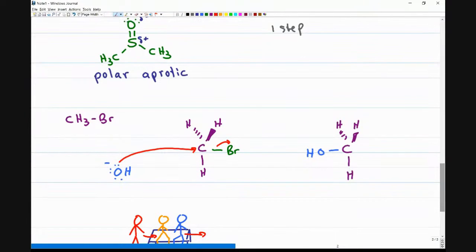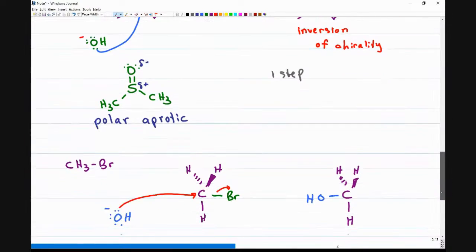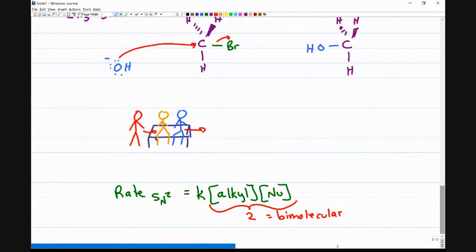Because of how the OH minus, or the nucleophile in general, is coming in, an SN2 reaction can only happen if there is low steric hindrance. What type of molecules have low steric hindrance? And I'll just put the note here. The SN2 is going to require either a methyl, a primary, or a secondary carbon.